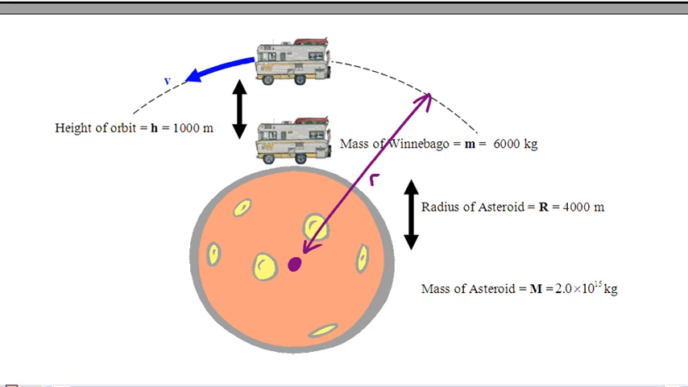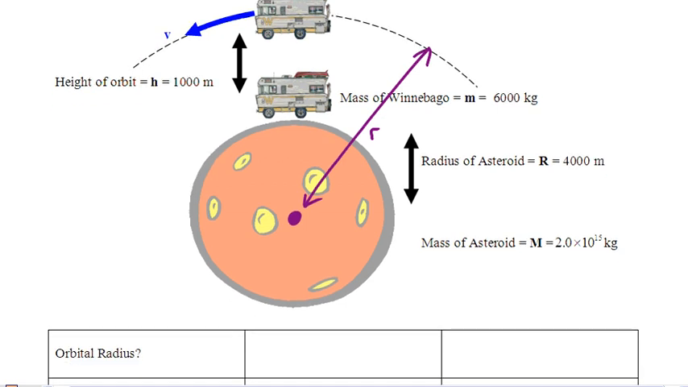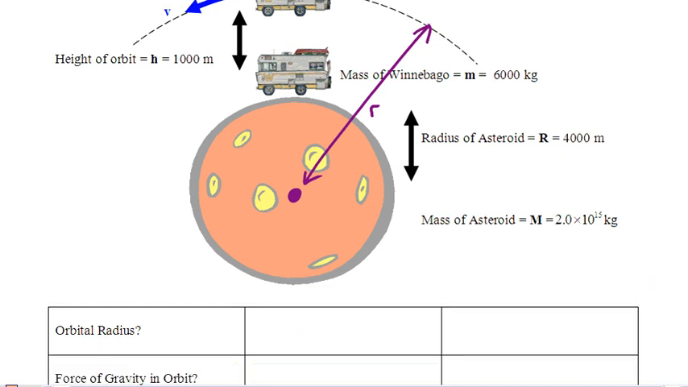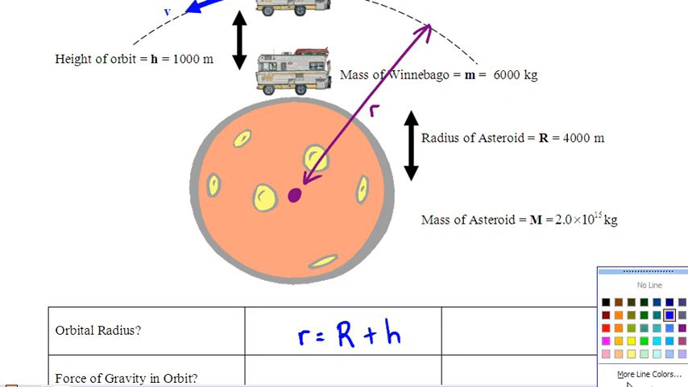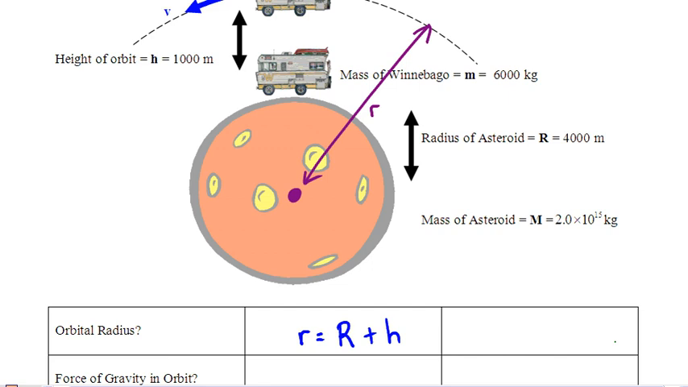Okay, well, with the numbers that are there, let's talk about the sort of things that we could calculate. Orbital radius. If you wanted to find that, the orbital radius would just be the asteroid's radius plus any heights that you've got. So in this story, the asteroid's radius is 4,000 meters, the height's 1,000, so it looks like the orbit size is 5,000 meters.